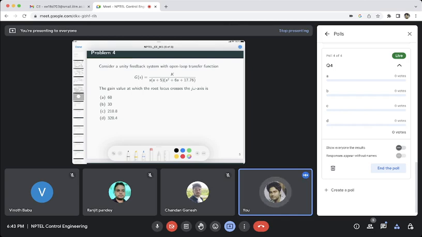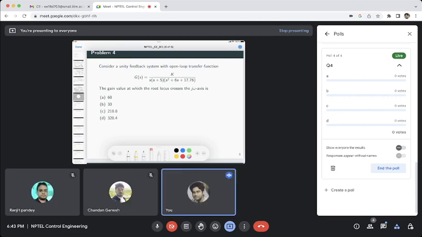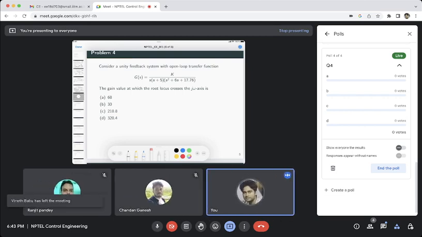So what should you apply to find this? If you remember, you can apply the Routh-Hurwitz table, right? Because it will give for what value it will cross this imaginary axis. And after crossing this imaginary axis, it will go to the right half plane and it will become unstable.